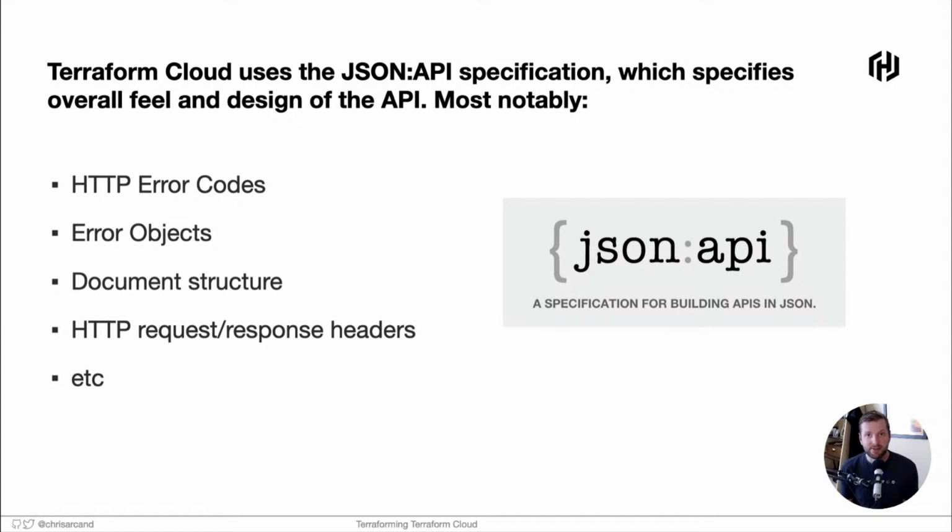Error objects, so the data and detail about what error occurred to be in a consistent state. The document structure, so a resource as a remote object in the API, what does the response look like? What could you expect each thing to look like? And the HTTP request and response headers. What are the sorts of headers that you should expect on every single request and response in the API?